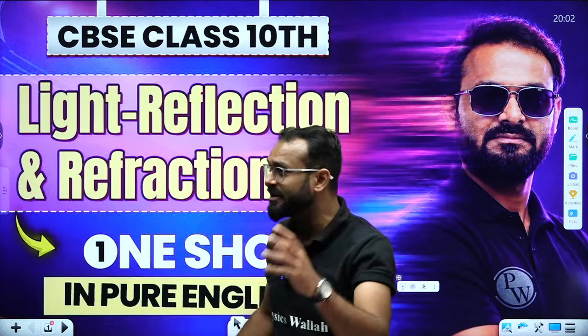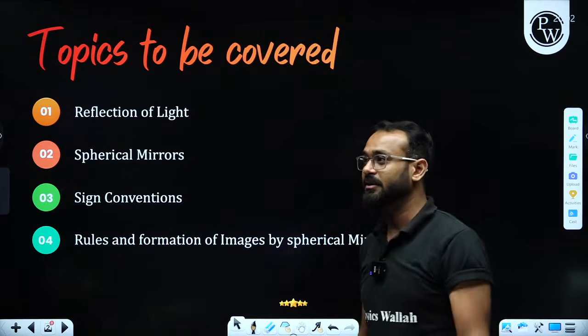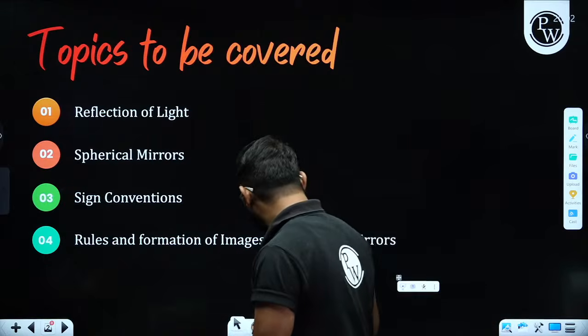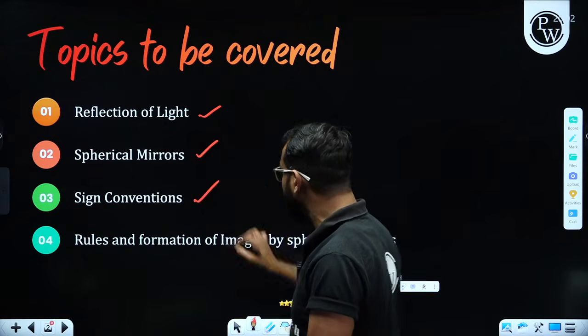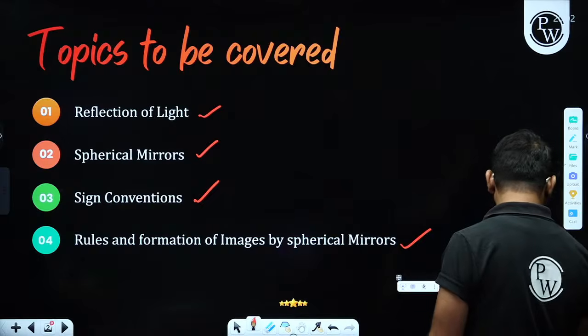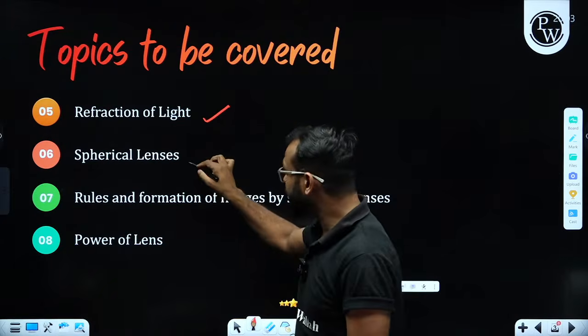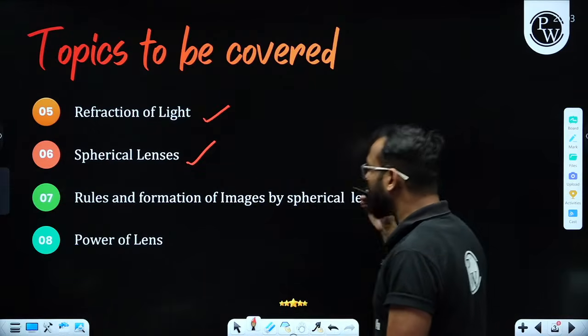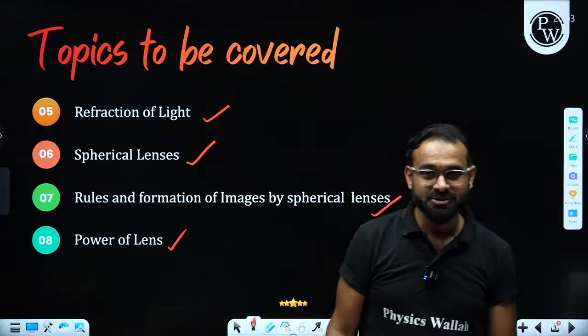First of all, what I am going to cover, that is the major important thing. So I will be covering all the topics, that is reflection, spherical mirrors, sign convention, rules for the formation of images, then after that, refraction of light. On the basis of that, spherical lenses, formation of images by lens, and after that, power of lens. Clear? Welcome to the class.